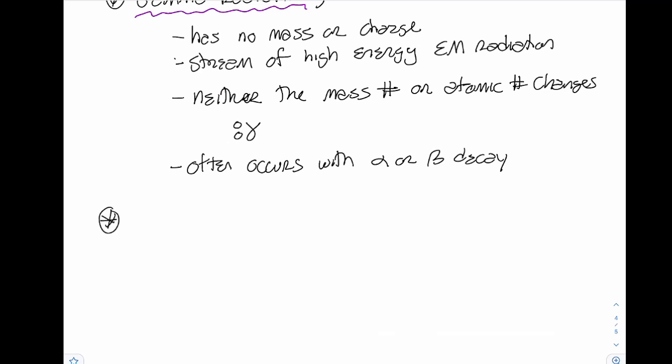Our next one is positron emission. Positron is a particle. We normally don't say positron particle because the word positron kind of assumes particle in the name. It's kind of weird. So just positron emission or positron decay, those terms work for us.